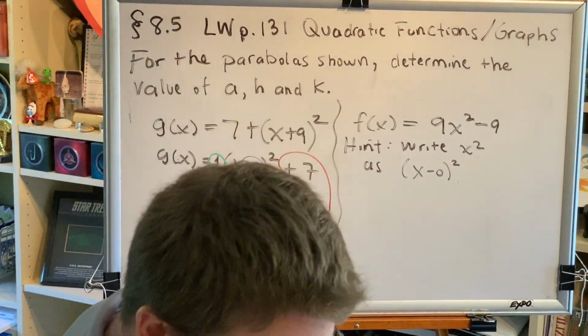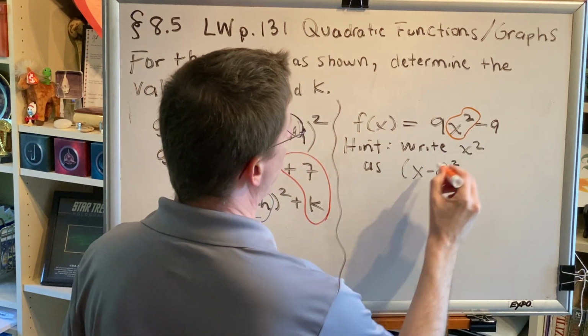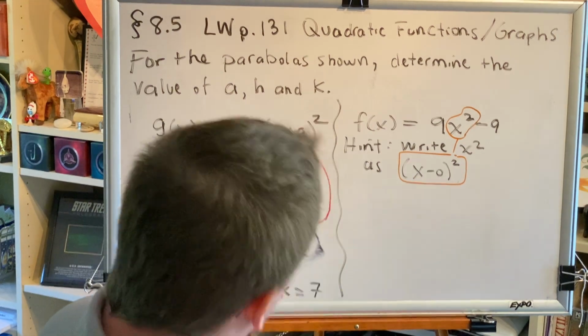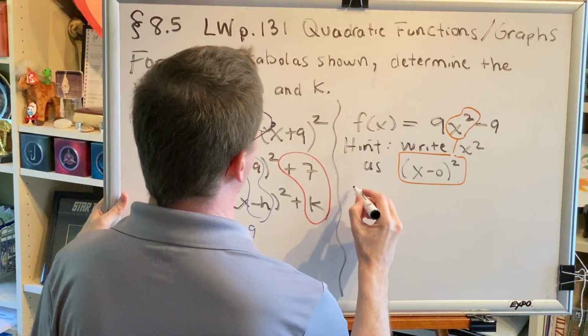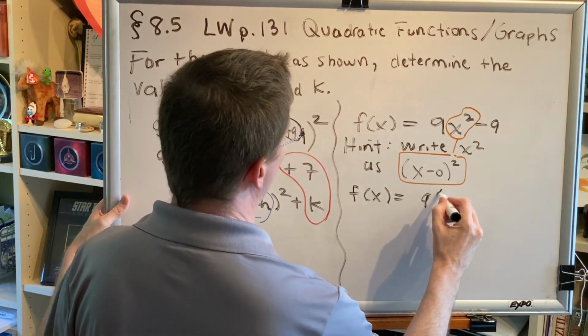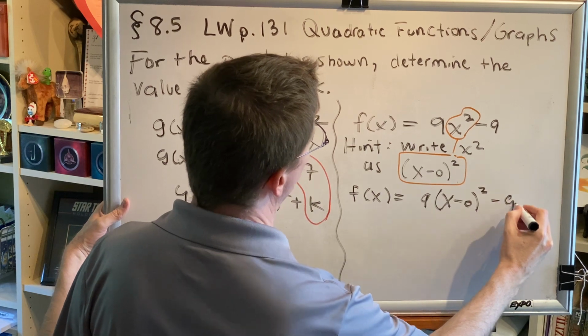So what we're going to do in this problem is we're going to take this right here, that x squared, and we're going to replace it with this, x minus 0 squared. All right, so here's what our function will look like now. F of x equals 9, parenthesis, x minus 0, close parenthesis, squared, minus 9.